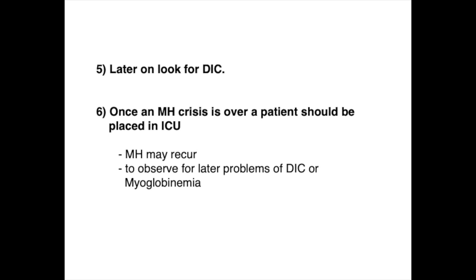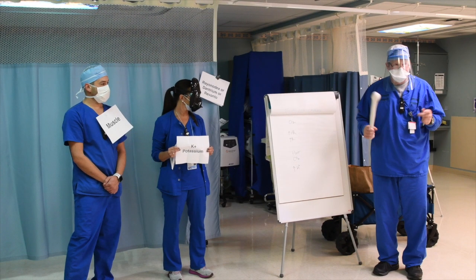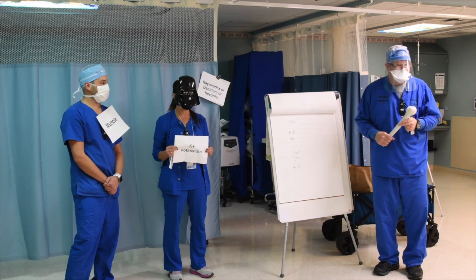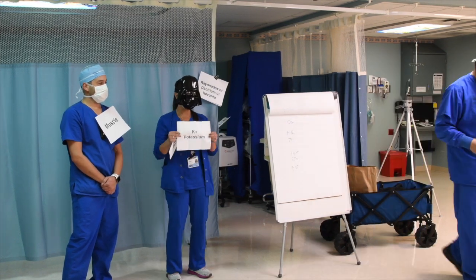Since the patient may have a recurrence of their malignant hyperthermia, and because the patient might develop later problems of DIC or myoglobinemia, it is best to put the patient in the intensive care unit for observation after a crisis. And that's malignant hyperthermia, an excessive muscle gone wild.